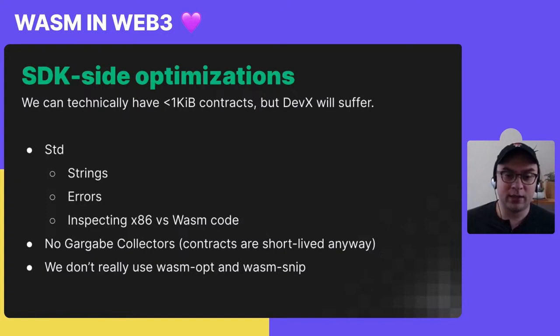And the other interesting thing is that we don't actually use all of these cool tools that the WebAssembly ecosystem has for optimizing WebAssembly, like Wasm-opt and Wasm-snip. Mostly because we don't want our developers to shoot themselves in the foot. Wasm-snip is a very aggressive tool, and someone can accidentally overdo contract optimization and just cut too many things. So we just don't advise our users to use it.